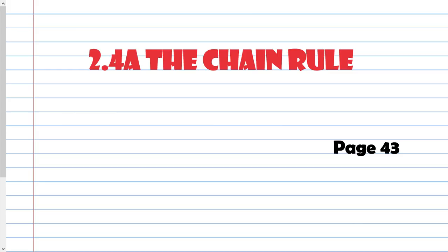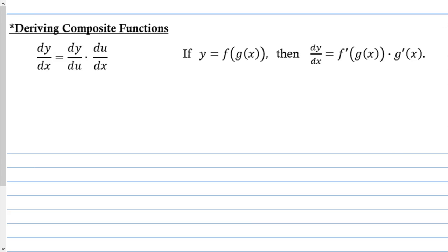2.4a, the chain rule. So the chain rule is used whenever we're deriving composite functions, and composite functions are just functions made out of two functions. Here are two different ways that it is shown. I basically stick to this one on the right.